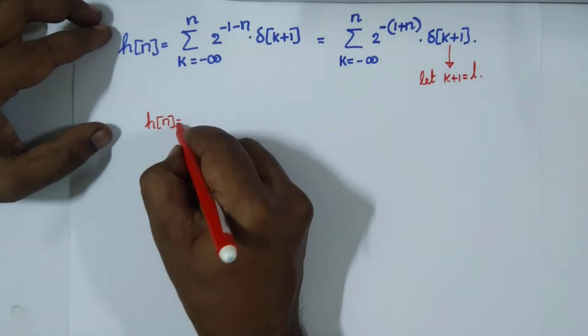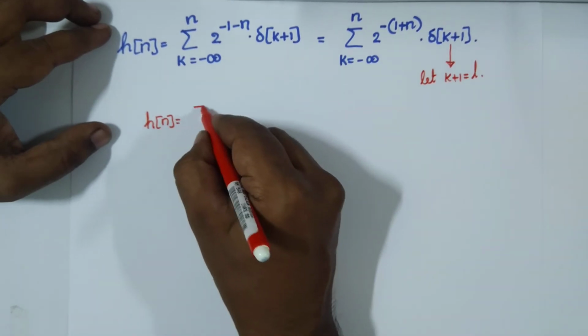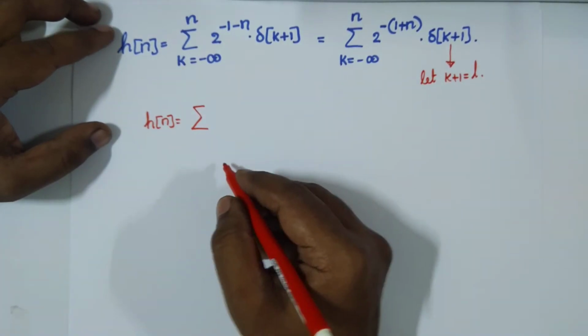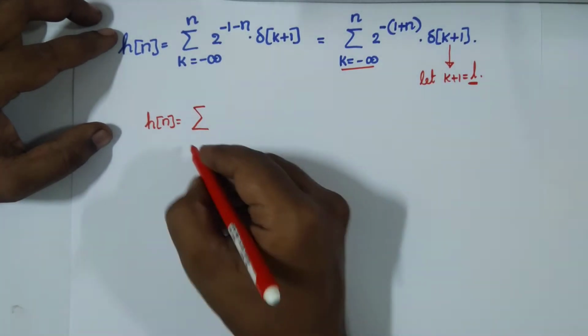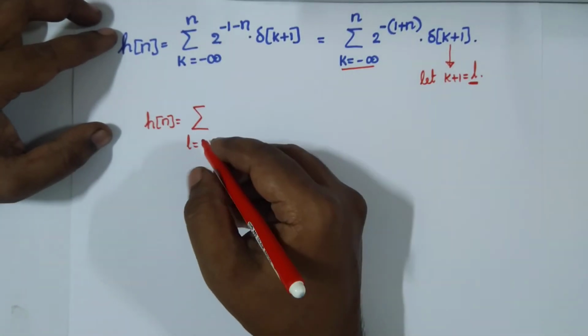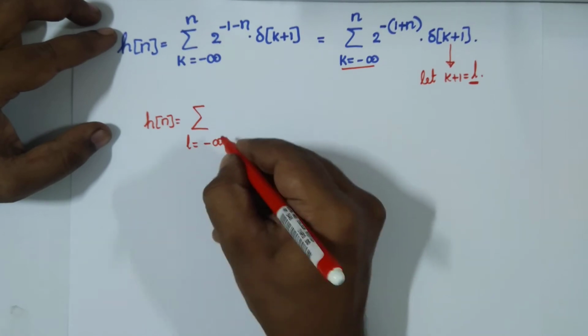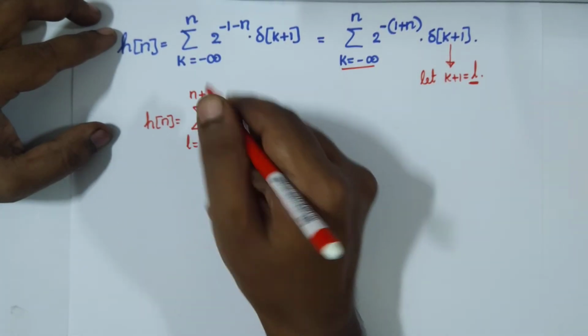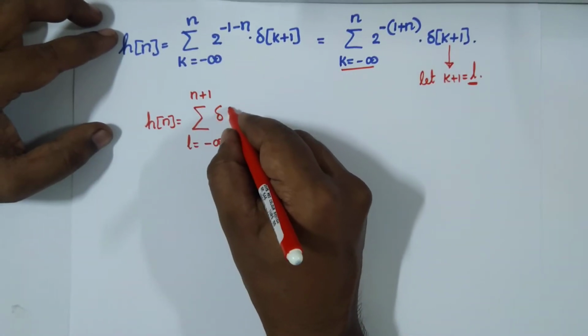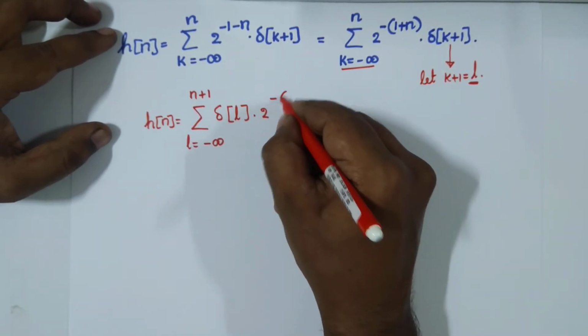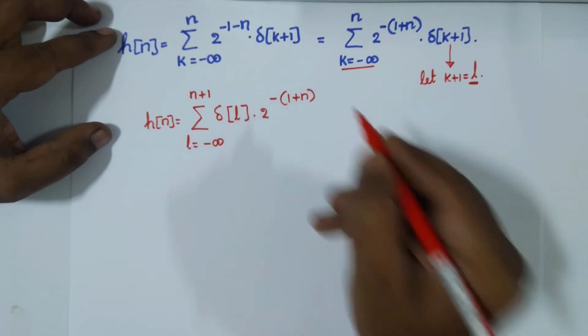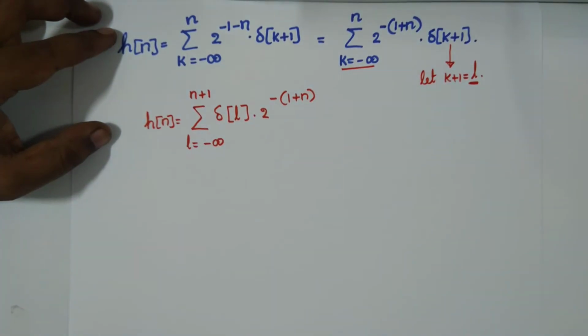h of n is equal to, so I want to change the limits for k to L. So now L is equal to what I get now? L goes from minus infinity to n plus 1, and we have 2 power minus 1 plus n, delta of L. Do you agree with this?